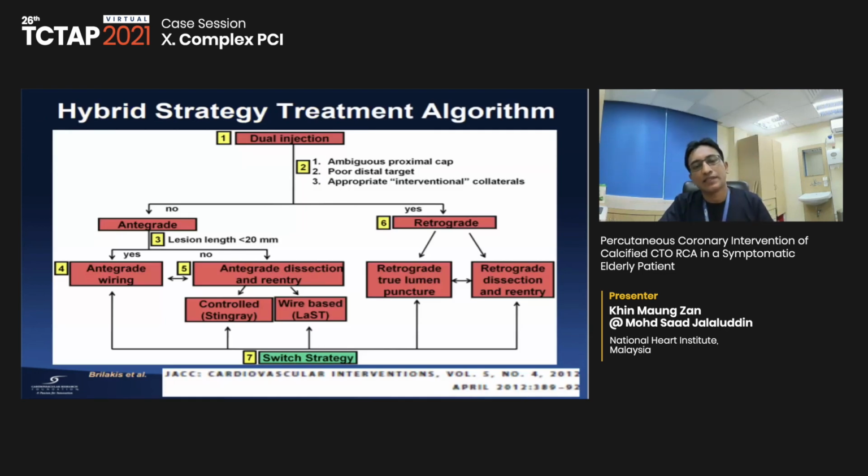Whenever we decide whether to go for an antegrade or retrograde approach, we have to consider a few points: whether there is an ambiguous proximal cap, whether the distal target is poor, and whether any appropriate interventional collaterals are present. Based on that, we decide, and we have to switch the strategy whenever needed.